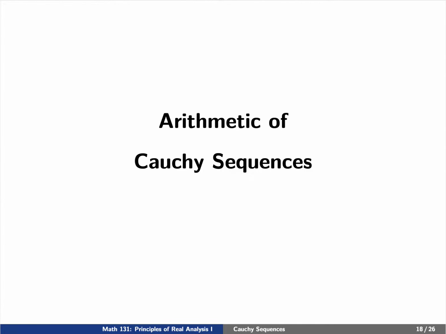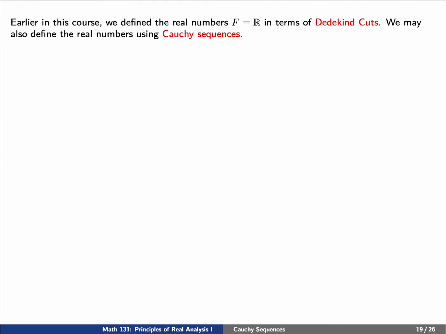We'll end with some thoughts about the arithmetic of Cauchy sequences. Earlier in this course, we defined the real numbers in terms of Dedekind cuts. Actually, we could define the real numbers using Cauchy sequences.